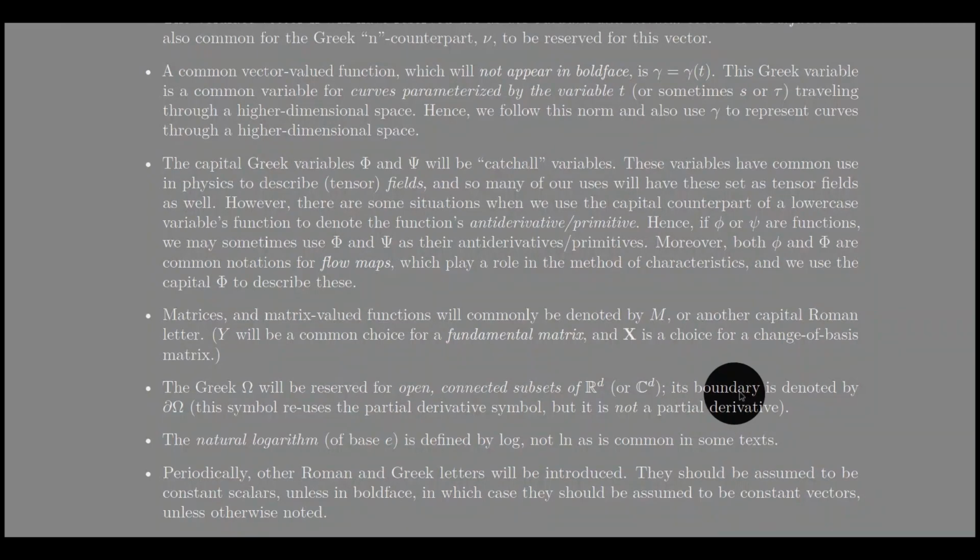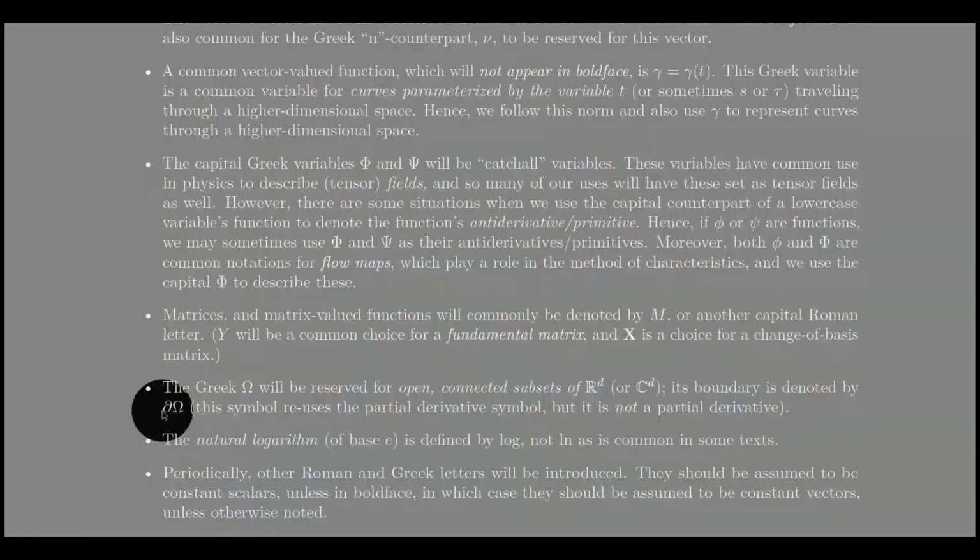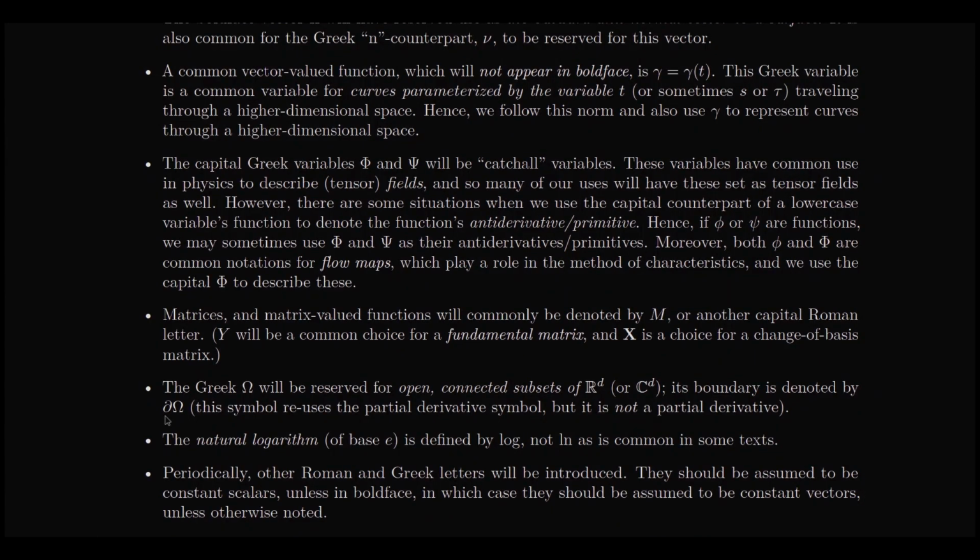And then there's a thing called a boundary, which is related to omega. So when we take the boundary of omega, we're going to use the symbol partial omega, but I'm just going to call this the boundary of omega. And so this really does reuse the partial derivative symbol, but it's not a partial derivative. It's kind of related to a partial derivative, but I can't get into it in this course. There's some cool deep math going on with why this symbol is used, but we won't get into it.